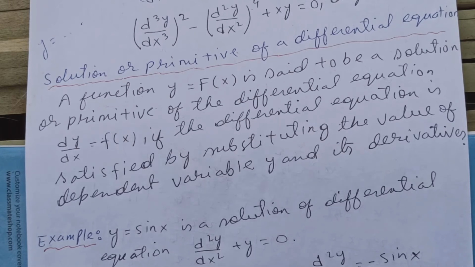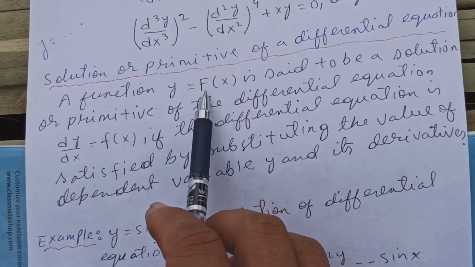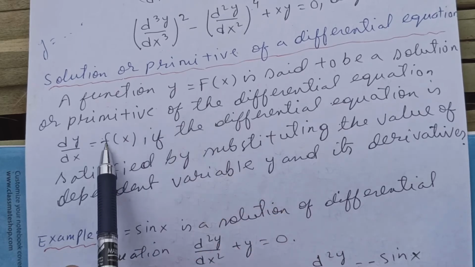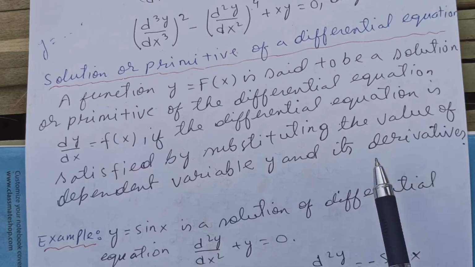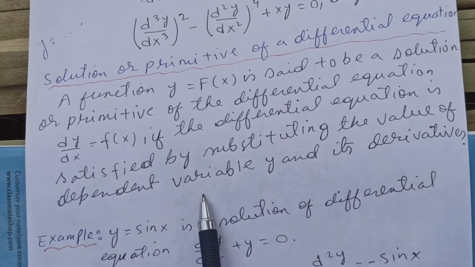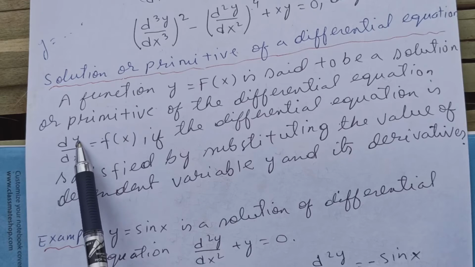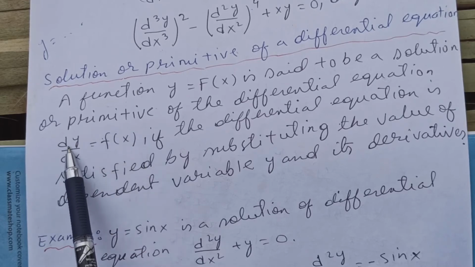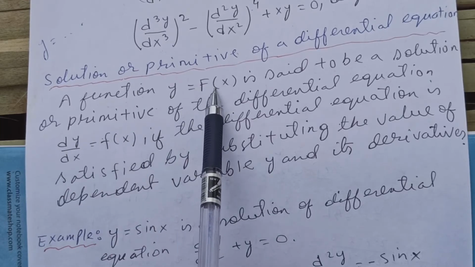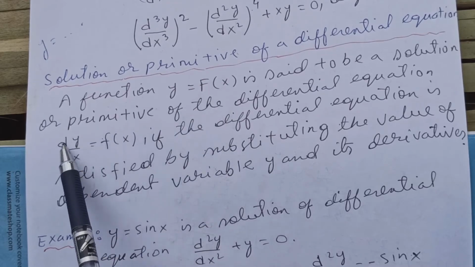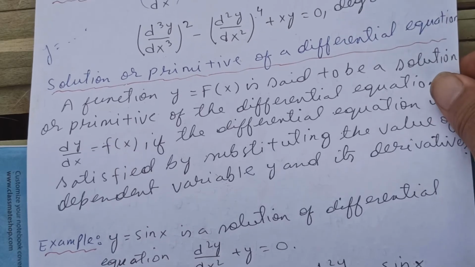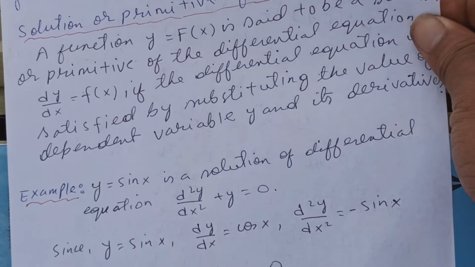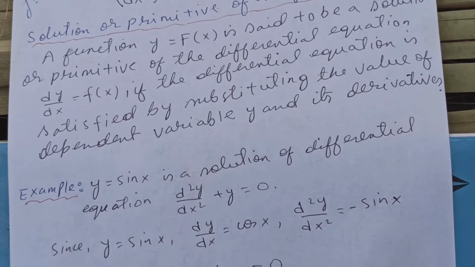So if you say that y equal to f of x is a solution of this differential equation, then if you substitute the value of the dependent variable y here, y equal to f of x, you will get this equation exactly. That means it's satisfied. Then that is what we call a solution or primitive. If you look at the example, you will know.